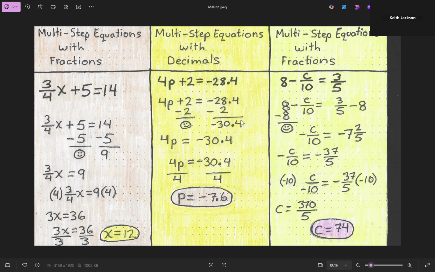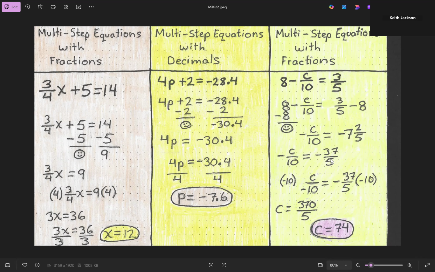And let's move on to the third big example in which we have an awkward-looking fraction multi-step equation, but nonetheless, it is still easy to solve, provided we follow our steps. And in this case, in order to isolate a negative c tenths, we're going to have to subtract 8 from both sides to get that happy face 0 right next to the negative c tenths. And when we do that, we will get negative c tenths is equal to a negative 7 2/5.